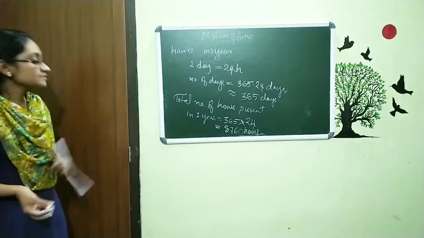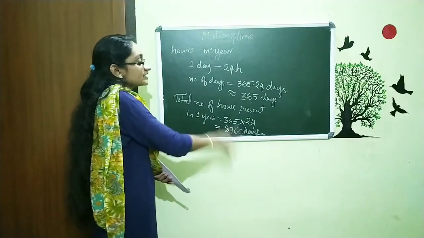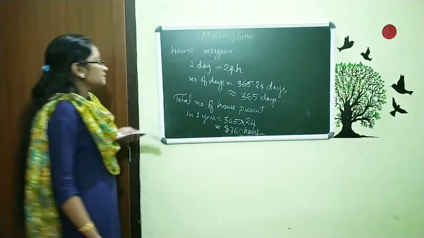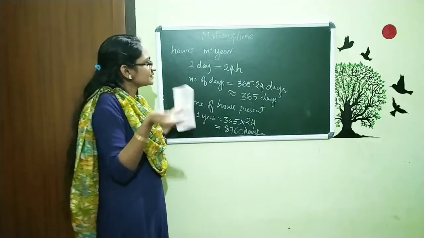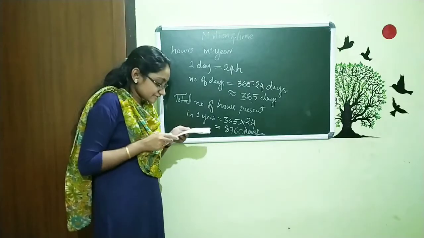8760 hours. So, in 1 year, we have 8760 hours present. So, this is all about our question. Very simple. We are just multiplying these values. Now, we are going to the next topic.